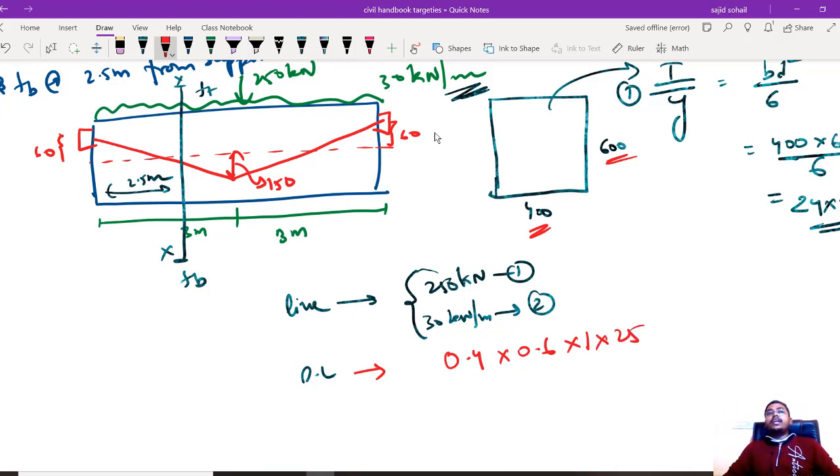So I know the density of concrete is 25 kilonewton per meter cube. So I will be using the same. So कर लो 0.4 into 0.6 into 25. What you will be getting बच्चों? Just tell me what is the answer you are getting. You are getting 6 kilonewton per meter, right? Because this is per meter, so I am getting 6 kilonewton per meter, right? I hope it is very clear.